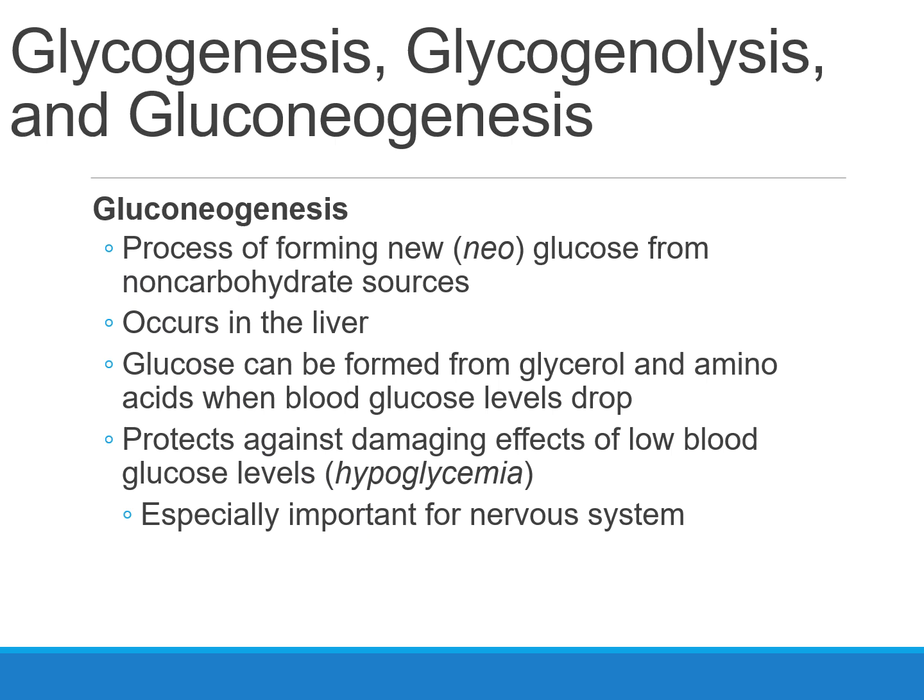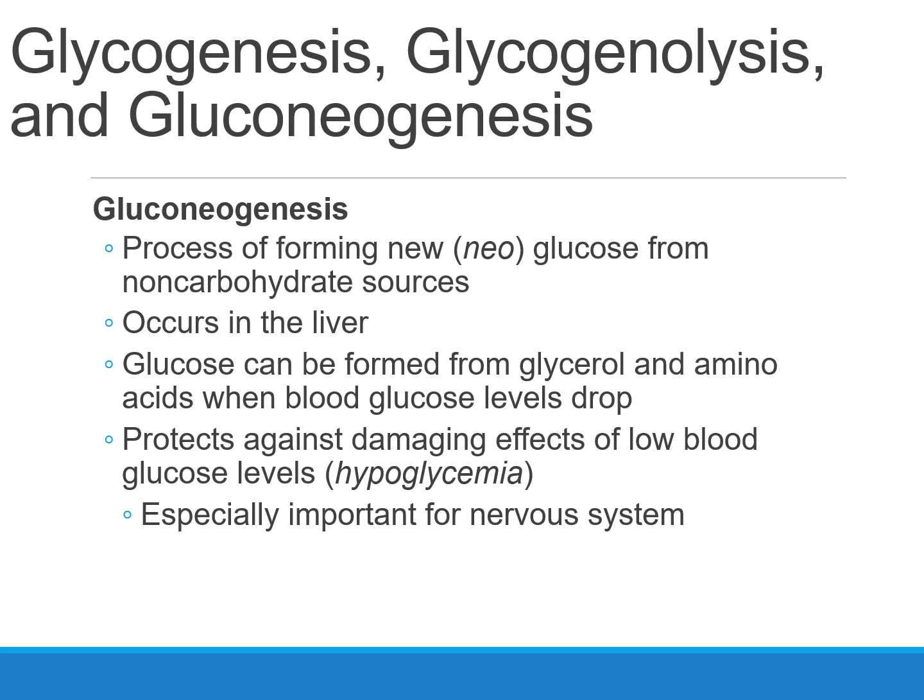All right, then there's the term gluconeogenesis. Let's look at that. So gluco meaning glucose, neo meaning new, genesis meaning the formation of. This is the actual formation of glucose from a non-carbohydrate source. So we have the ability to do this as well. It typically happens in your liver. So we can make glucose from glycerol and amino acids when your blood glucose level drops. And what this does is help protect against the damaging effects of low blood glucose or hypoglycemia.